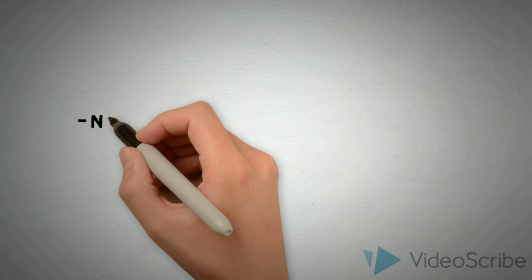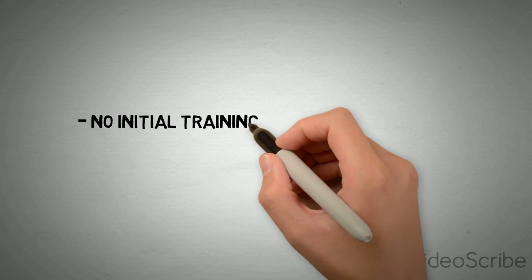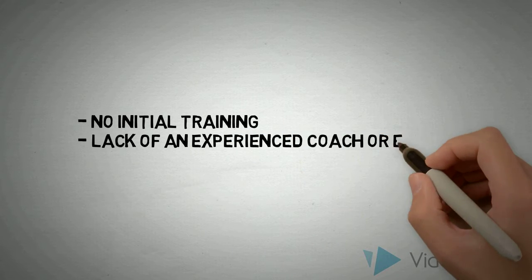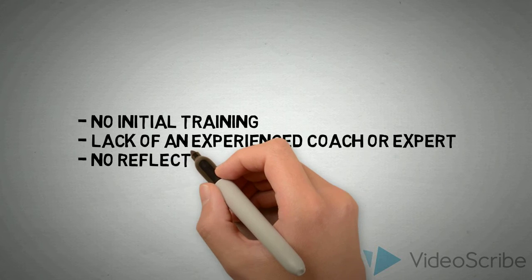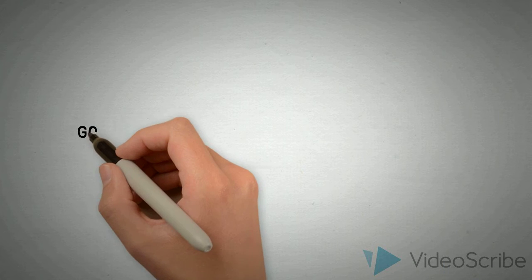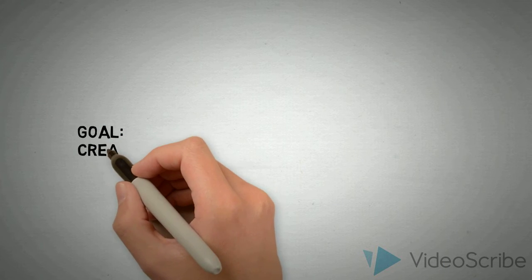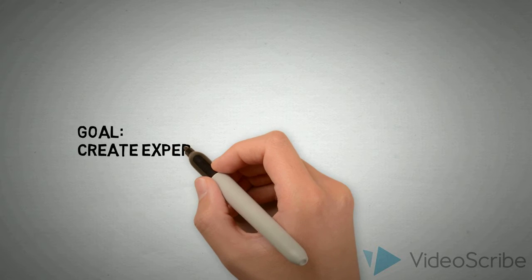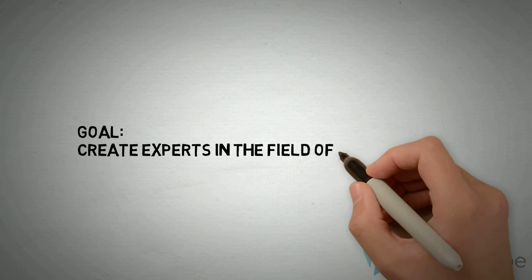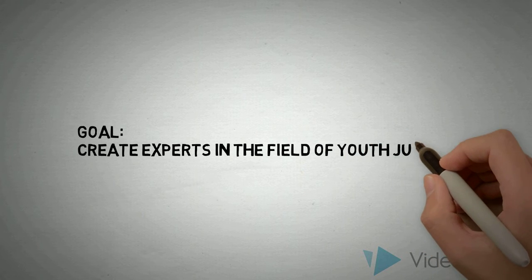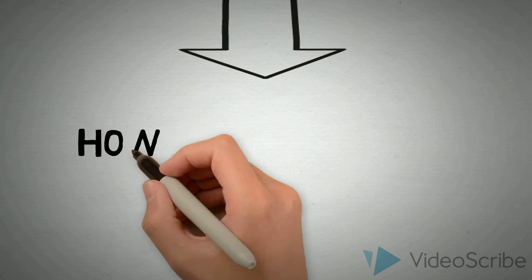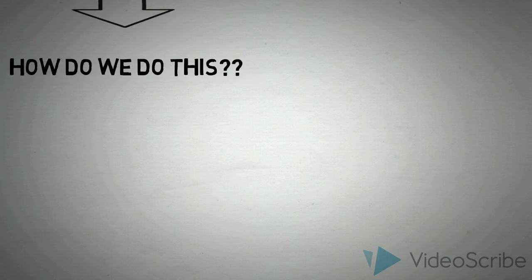So as I've stated, some of the downfalls that I listed are that there is no initial formal training when officers are hired, there is no mentor assigned to a new probation officer, and there is no reflective practice built into the program. Ultimately, our goal is to create expertise in the field of youth justice. As stated by the expertise theory, the amount of practice in which an individual engages, the quality of the curriculum provided, and access to an expert coach appears to predict the rate and ultimately limits of the development of expertise within a given domain. So the question then becomes, well, how do we do this?